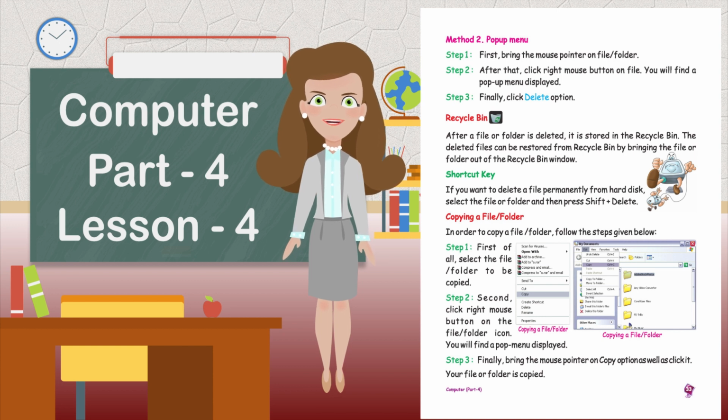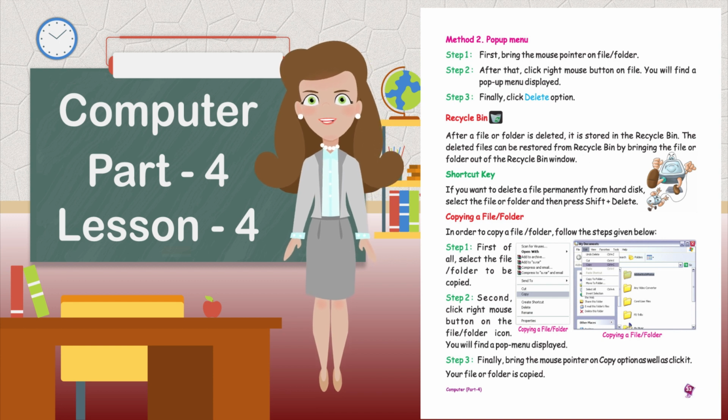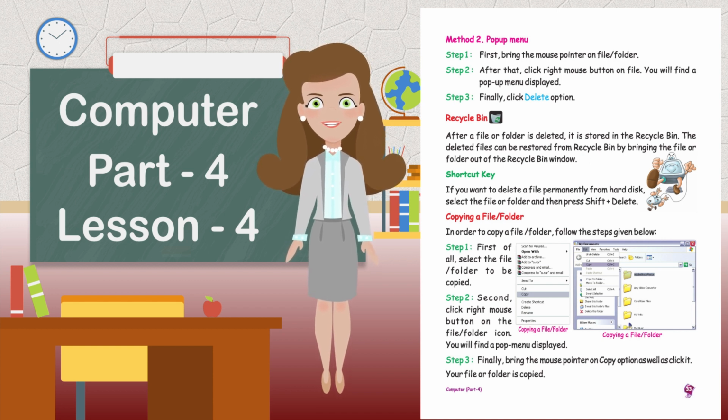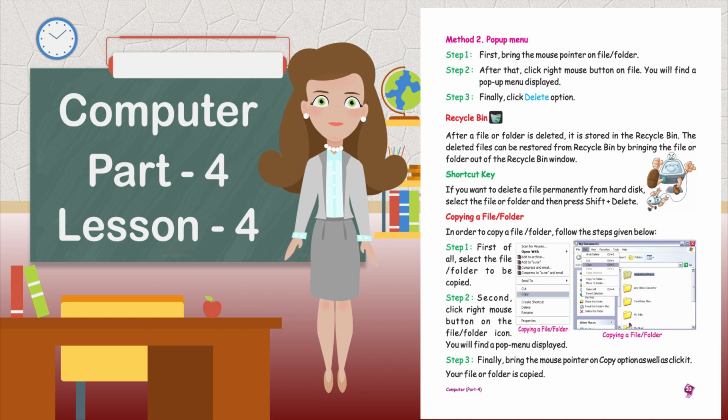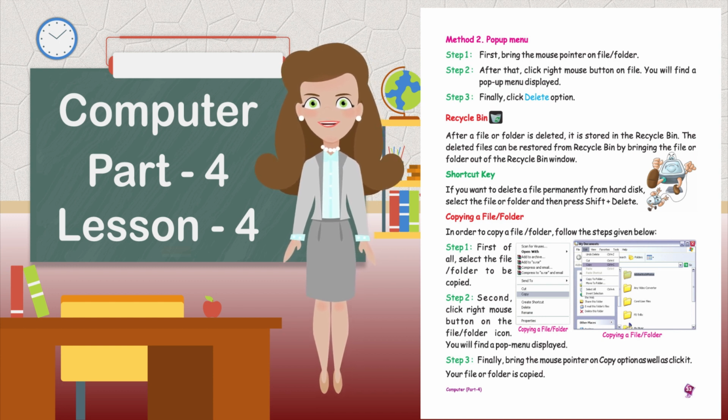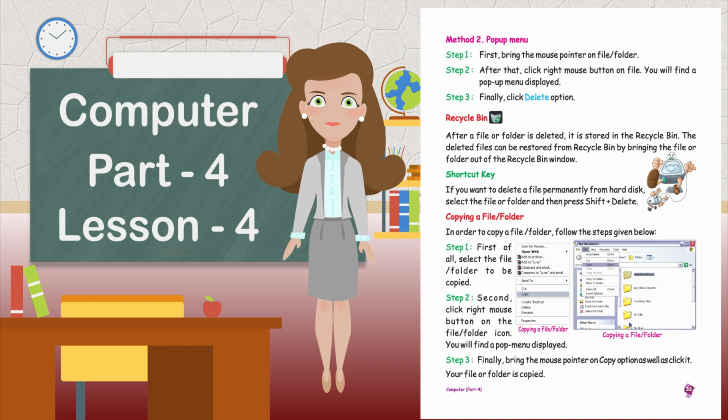Copying a file folder. In order to copy a file folder, follow the steps given below. Step 1. First of all, select the file folder to be copied. Step 2. Second, click right mouse button on the file folder icon. You will find a pop-up menu displayed. Step 3. Finally, bring the mouse pointer on copy option as well as click it. Your file or folder is copied.